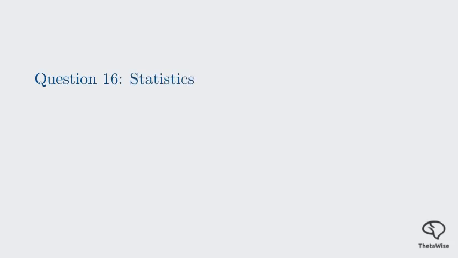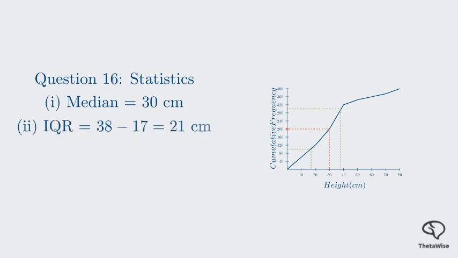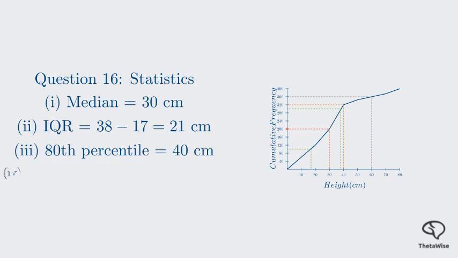Question 16 involves a cumulative frequency graph and a histogram. To find the median for 400 plants, we look for the height at the 200th plant. The graph shows that at a cumulative frequency of 200, the height is 30 centimeters. The interquartile range is the difference between the upper quartile at the 300th plant and the lower quartile at the 100th plant. 80% of 400 is 320. Go across from 320 to the curve, then down. From the graph, at a height of 60, the cumulative frequency is 360. This means 360 plants are 60 centimeters or shorter.